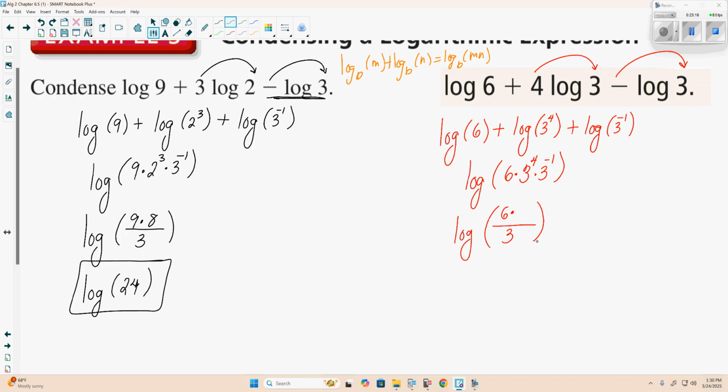Now our 3 to the negative 1, we can move that 3 from the top of the fraction to the bottom to make that exponent positive. 3 to the 4th is 81. And we can simplify 6 times 81 over 3. The calculator can do it also. But it'll tell us that it's 162.